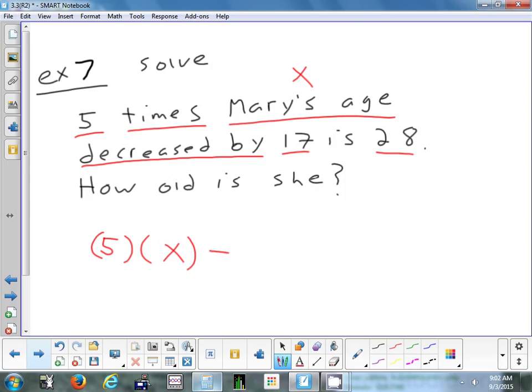Decreased by how much? How about Ben, what are we decreasing by? 17. Good, we're decreasing it by 17. We missed one word that's really important. Do you remember what that means, Ryan? Equals. Okay, so we're just translating each thing one step at a time as we go.